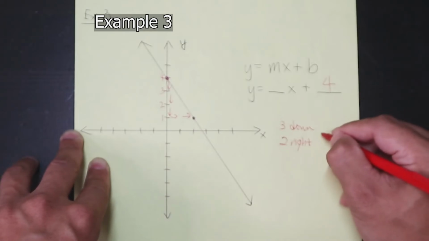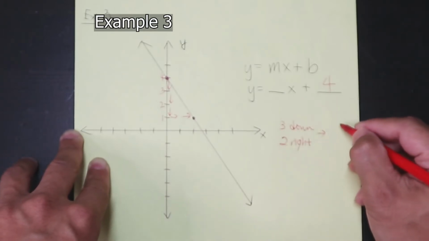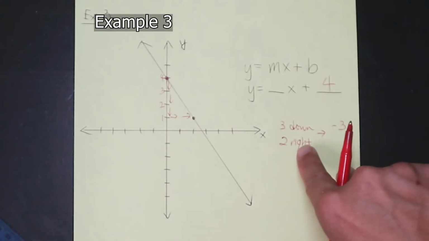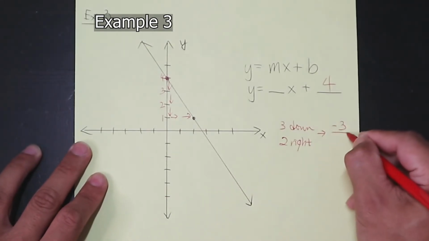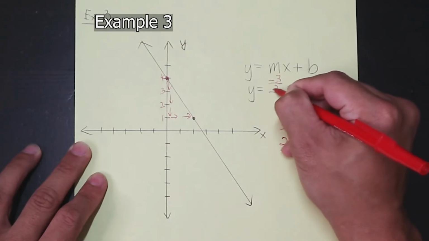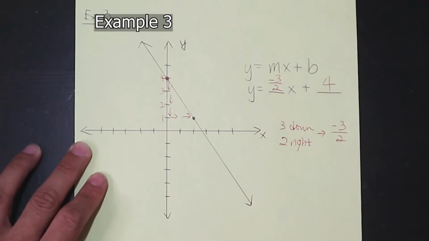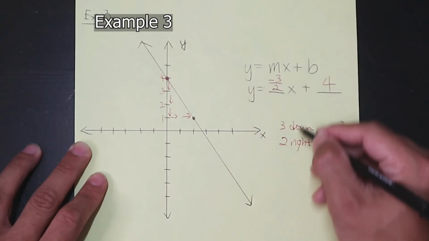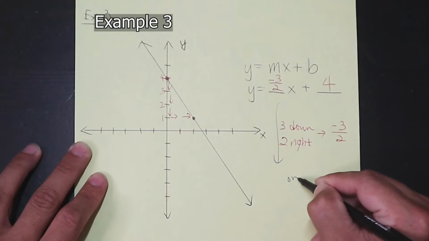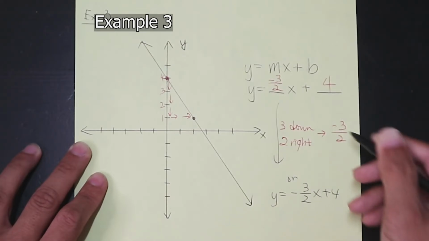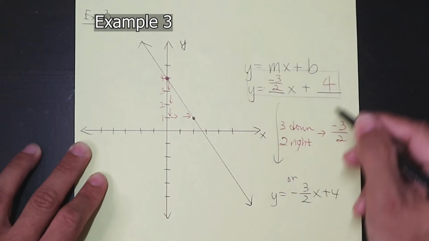Well, since it's 3 units down, the numerator of the slope would be negative 3. And since it is 2 units to the right, the denominator of the slope would be positive 2. So it's going to be negative 3 over 2x plus 4. If you want to put the negative in the middle, that's fine too. You can just write y equals negative 3 over 2x plus 4. Both answers are acceptable.